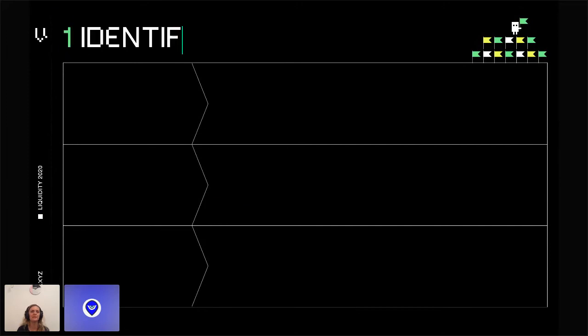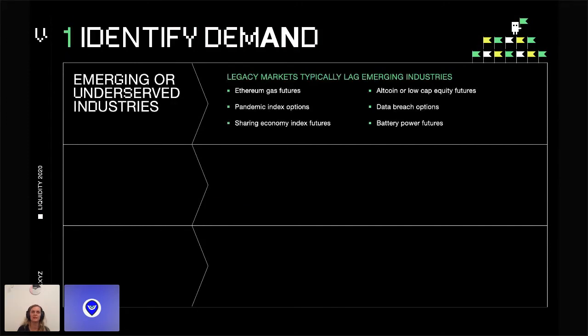So let's talk about the first step, identifying demand. There's a lot I could say on this topic, but basically I tend to think of 3 areas of growth potential. So in our current world, there's a whole bunch of emerging industries that are underserved. And we saw that really clearly earlier this year with the rapid onset of the pandemic, obviously. And on Vega, it would have been really trivial to spin up some kind of pandemic index derivatives.